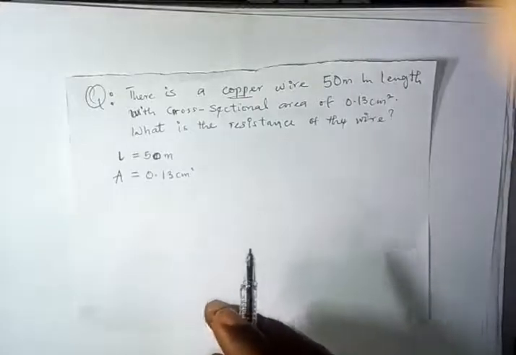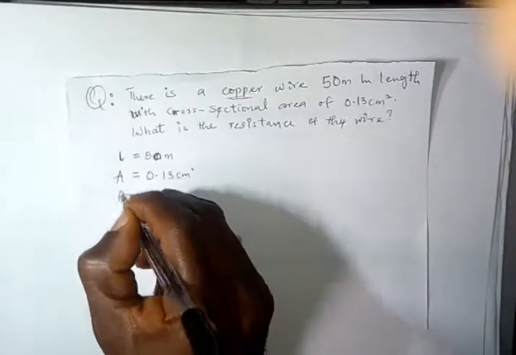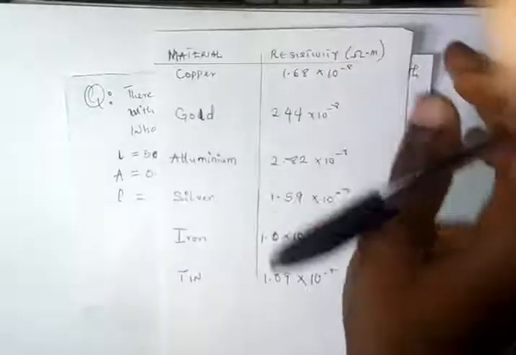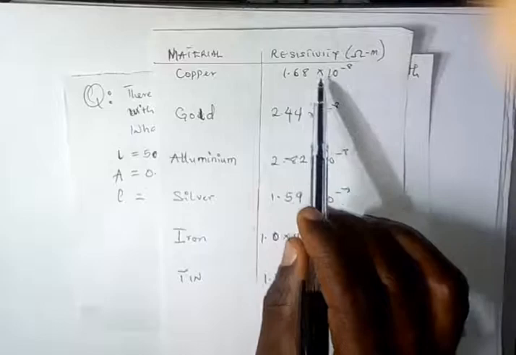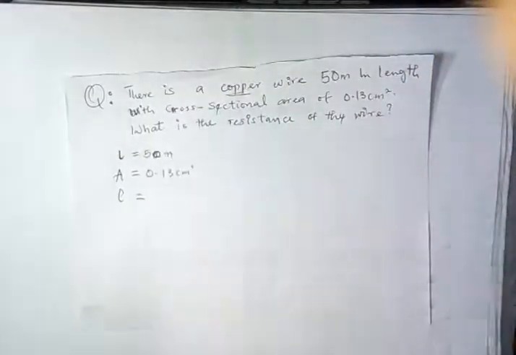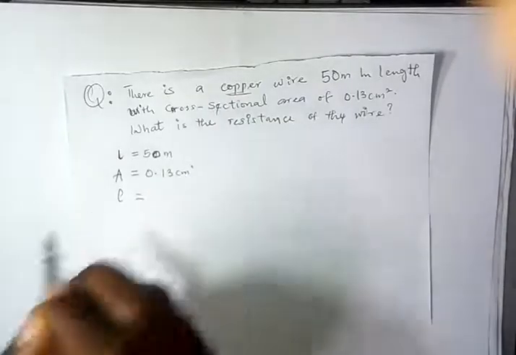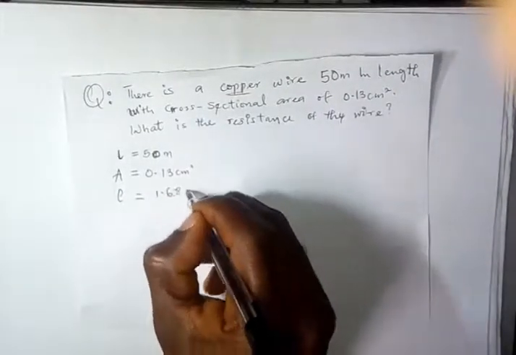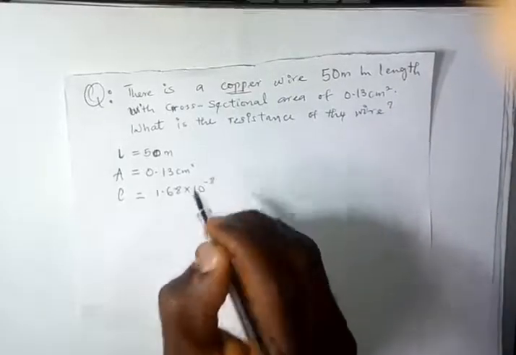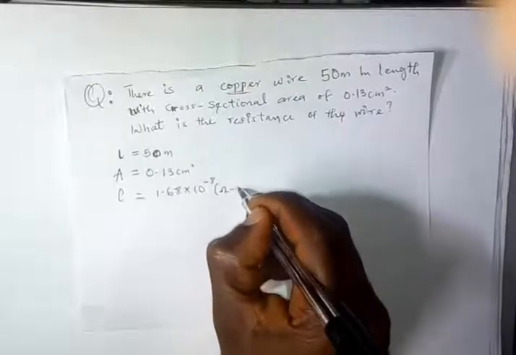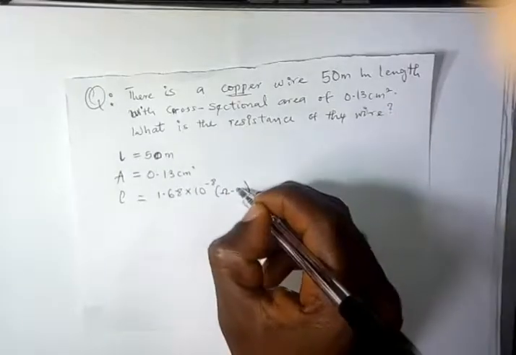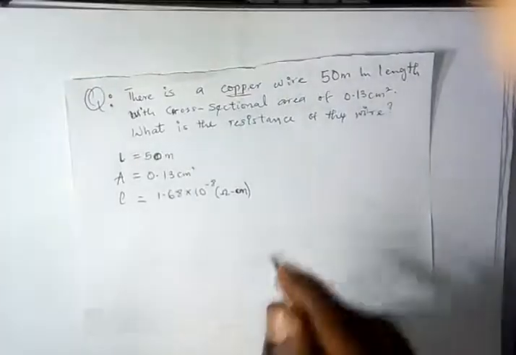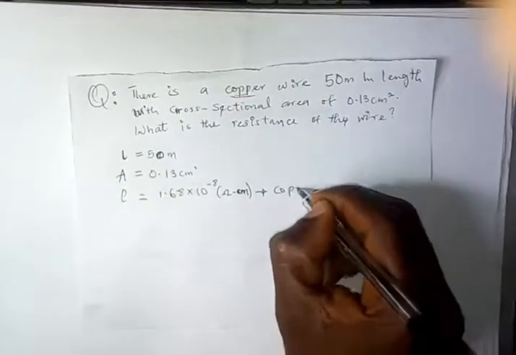Now we need our resistivity this time around. From what we can see from our earlier given, we have the resistivity of copper to be 1.68 times 10 raised to power minus 8. So I think that's what we're going to use. The resistivity of the copper, which is what we're given in the question, is 1.68 times 10 raised to power minus 8. Don't forget the unit is ohm meter. According to the question, we are using centimeters. I'm sorry, we are using ohm centimeter in this case. That is for copper.